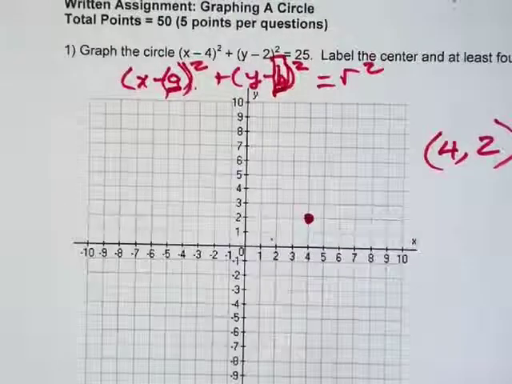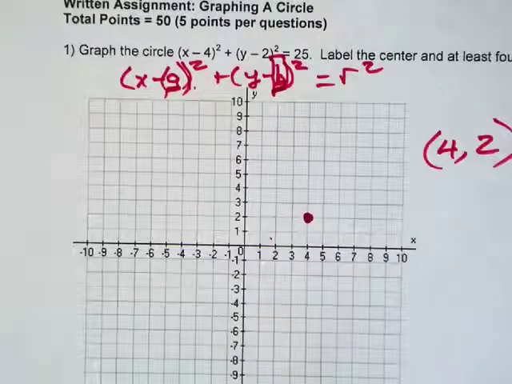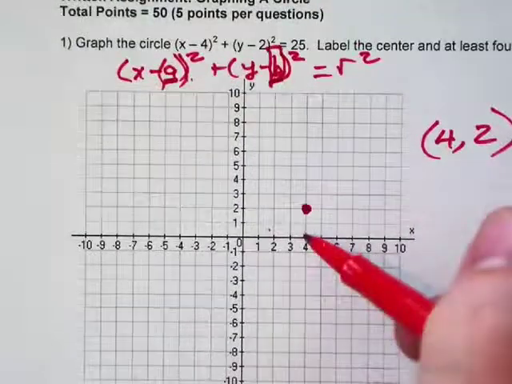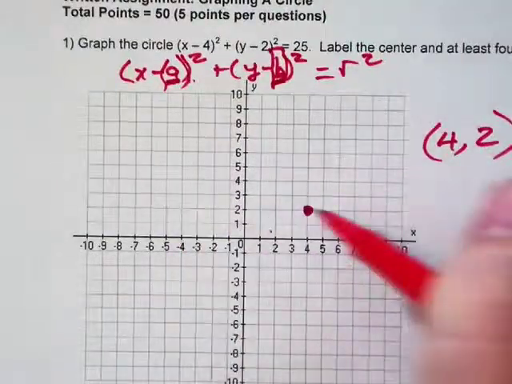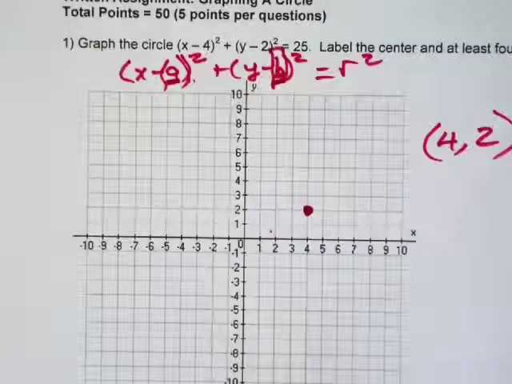Okay? So now we have the center, and we need 4 points. Well, 4 points is really easy. You can go up 4, over, 4 left, 4 right, and 4 down, whatever direction.